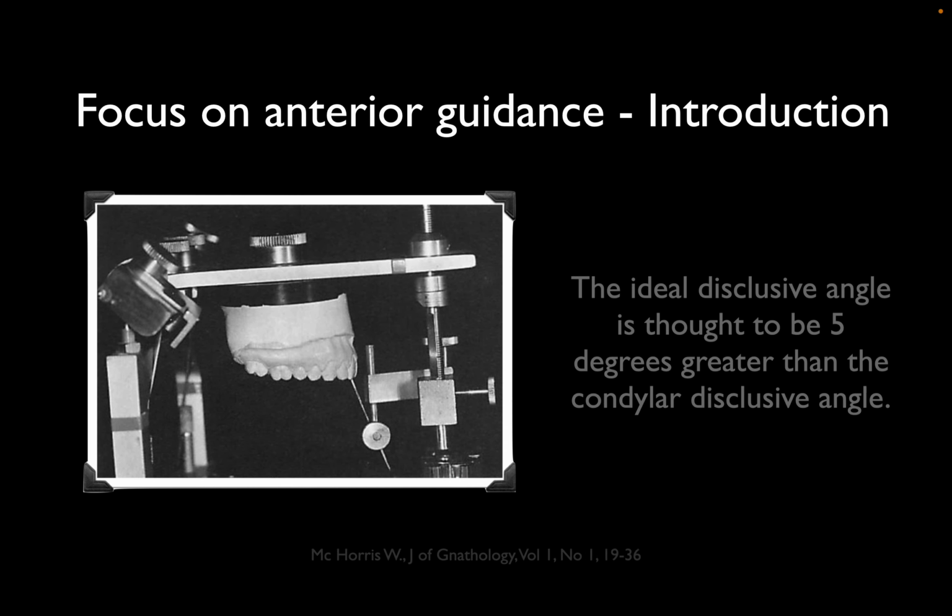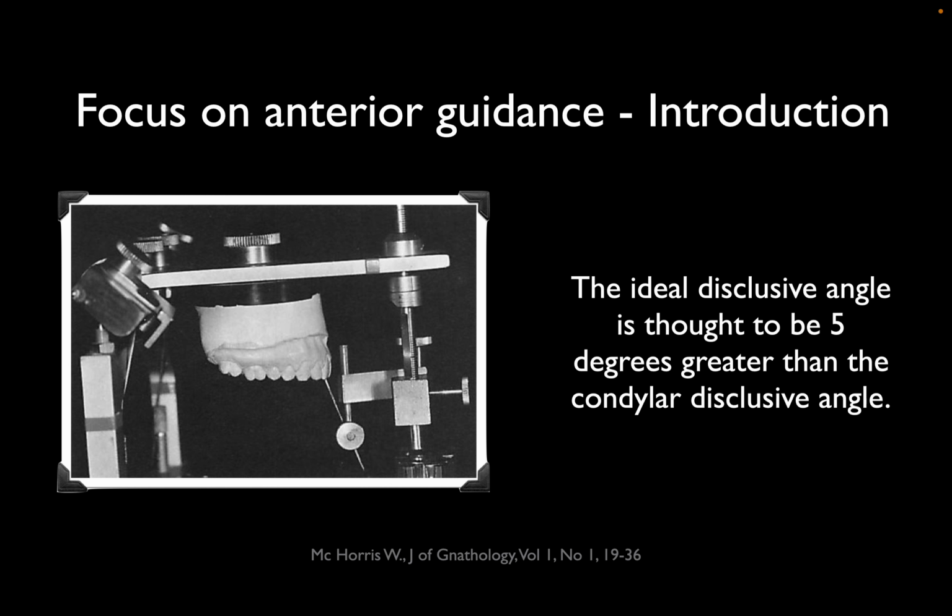So Bill concluded from that the ideal disclusive angle should be 5 degrees greater than the condylar inclination angle, and this would allow for a little bit of rotation and faster separation of the posterior teeth.